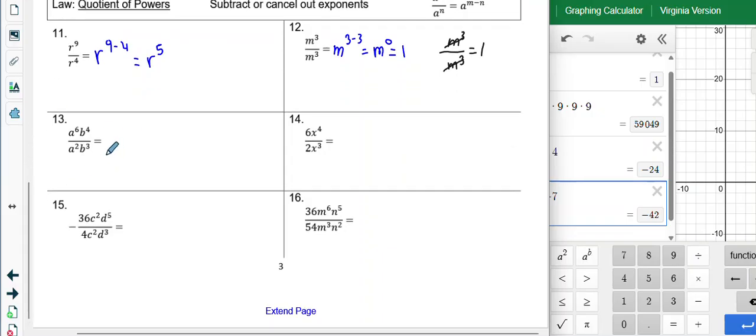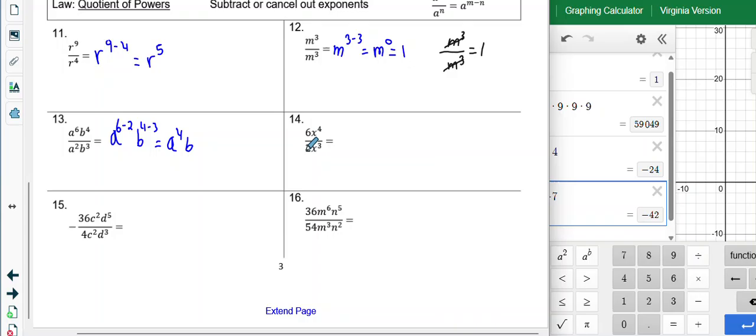Number 13. So here we have a lot of things going on. Let's organize everything. So you have here A, 6 minus 2. And then you have B, 4 minus 3. So this ends up being A, 6 minus 2 is 4. And then B, 4 minus 3 is 1. I don't have to write anything, so it's just B.